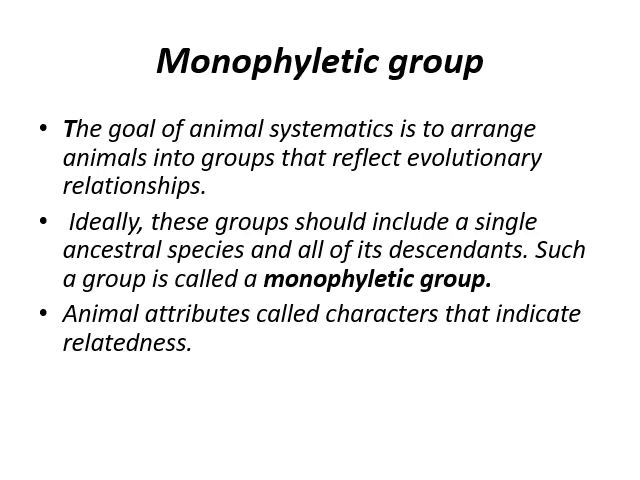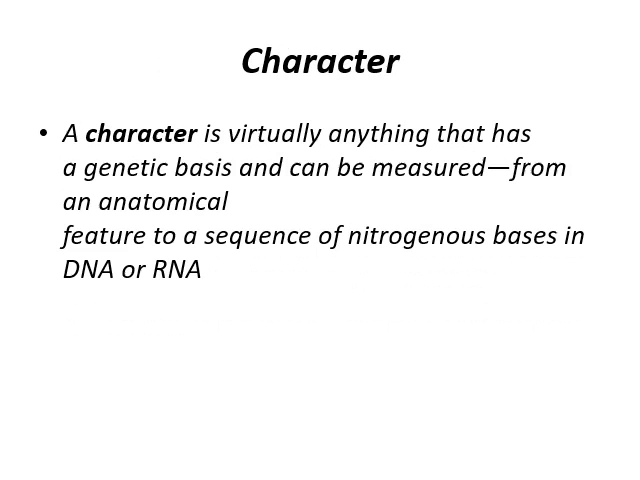Animal attributes, called characters, indicate the relatedness. On the basis of which feature you consider organisms relatives, that is a character. For example, the ear is a character if you consider mammals, but if you consider birds, then the wing is a character. A character is virtually anything that has a genetic basis and can be measured, from an anatomical feature to a sequence of nitrogenous bases in DNA or RNA.